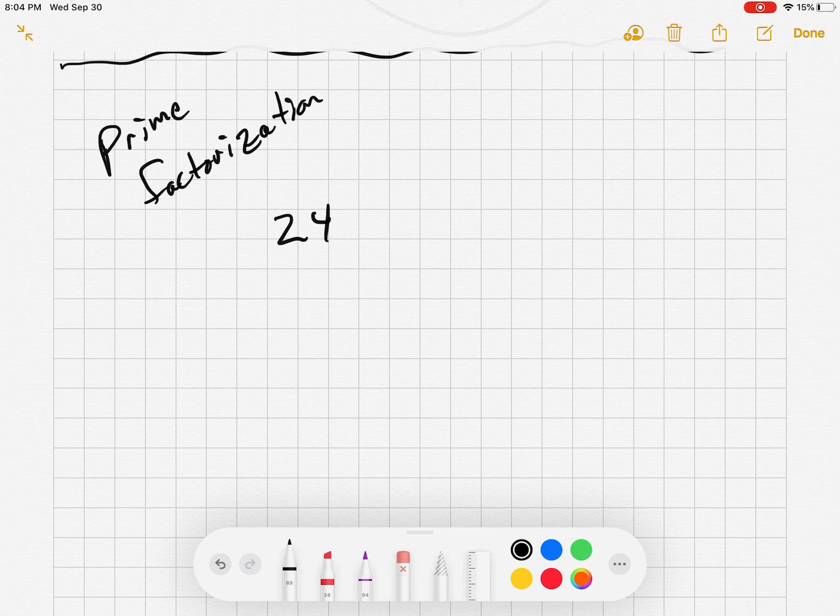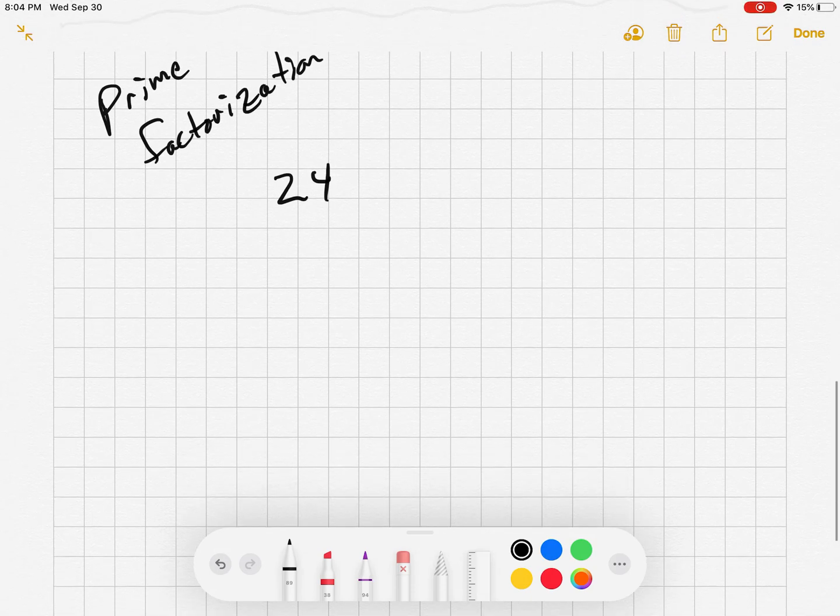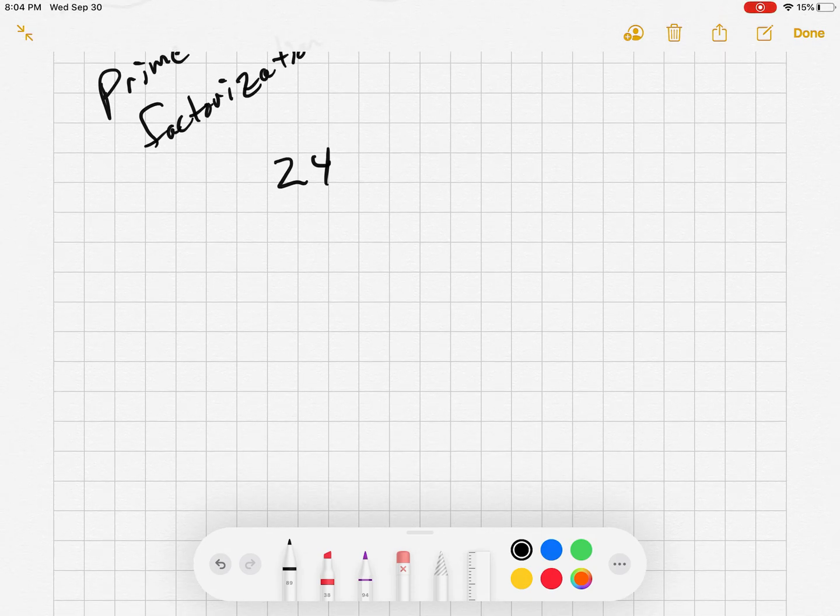I like to use it kind of more like a tree, and I'll show you what I mean. So what are we going to do? We're looking for a factor pair of 24. Okay, let's look for a factor pair of 24. All right, so that factor pair could be 4 times 6, right? That's a factor pair of 24. We found the two numbers that multiply to 24.